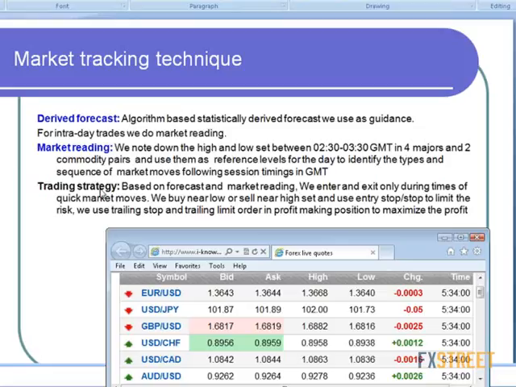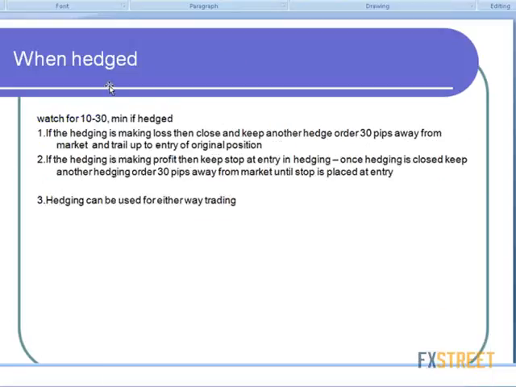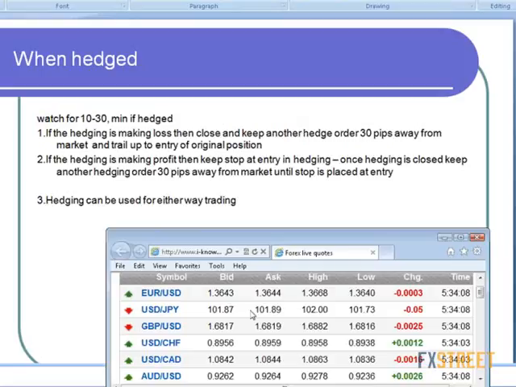The trading strategy is very simple. So we keep a hedge order. I explained to you that suppose I had taken a sell position, I kept a hedge order 30 pips above. And the hedge order is in the same currency pair, which is available on many of the European trading platforms. But US trading platforms do not offer the hedging facility in the same currency, though some platforms are offering it now. So in the event the market goes against my sell position, it can only hedge my position. When the position is hedged, you watch for about 10 to 30 minutes.